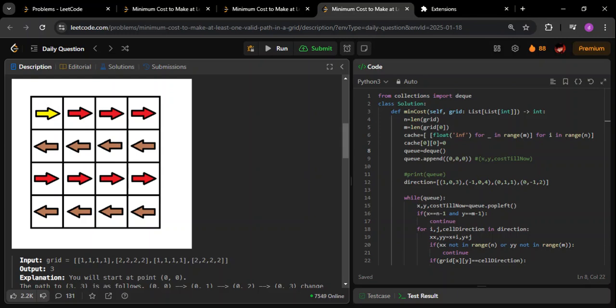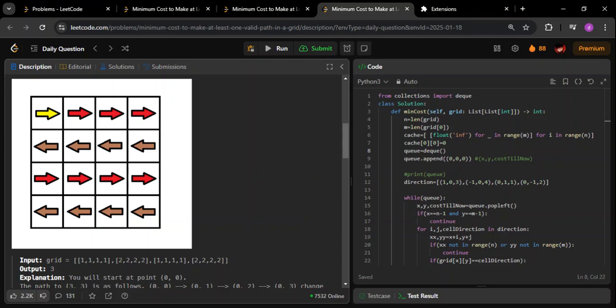Now our aim is to reach from 0 comma 0 to n minus 1 comma n minus 1. Also, we have to ensure that we incur the minimum cost. So when is the cost going to come? If you are following the arrows given in the diagram, you are not going to incur any cost. But if you are trying to take a path for which the arrow is not supporting you, in that case you will have to incur a cost.